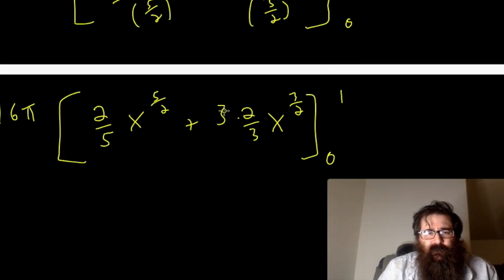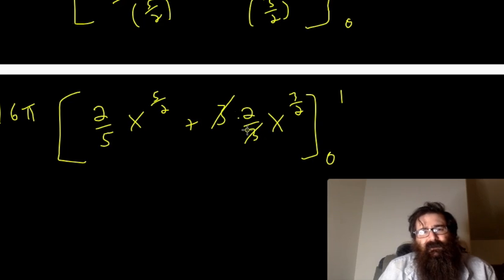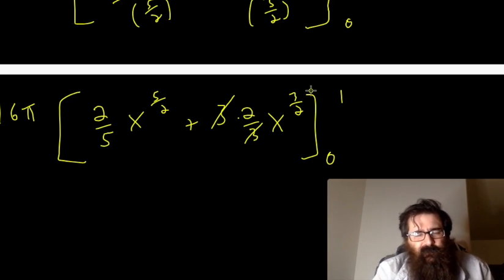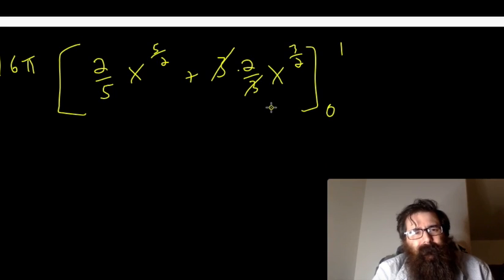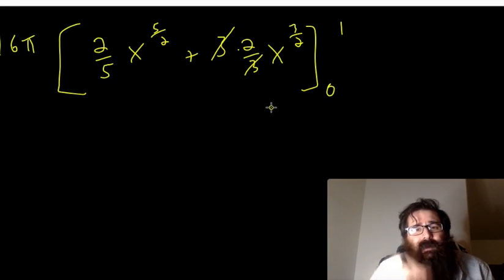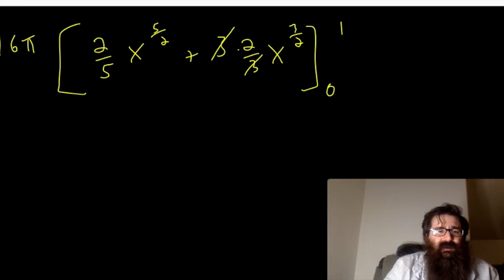And then notice that the 3's are going to cancel. So I just have 2x to the 3/2 for that last term. Now I want to plug in my upper bound, plug in my lower bound, and subtract in between. It's going to leave 16 pi factored all the way out in front.